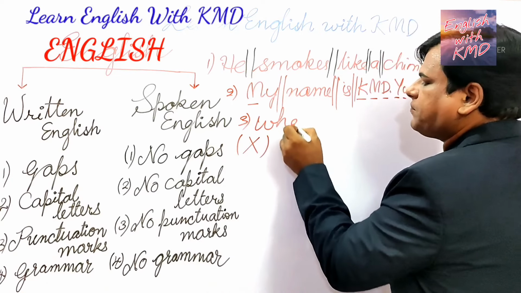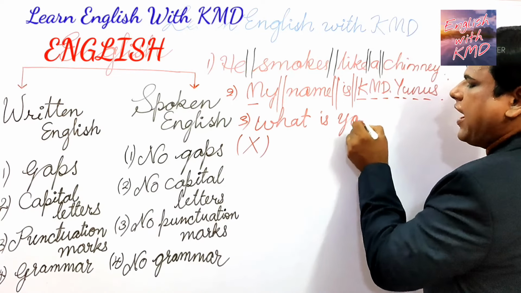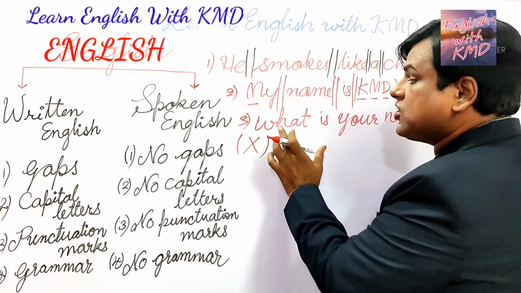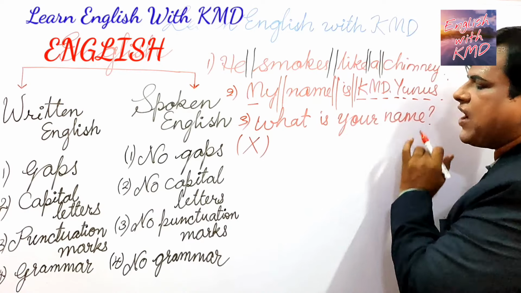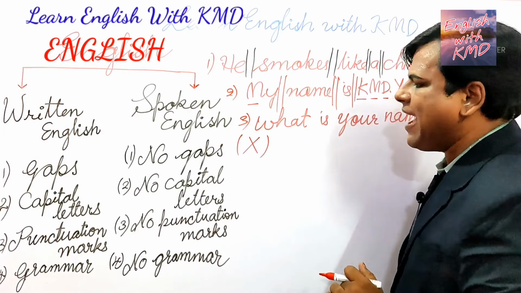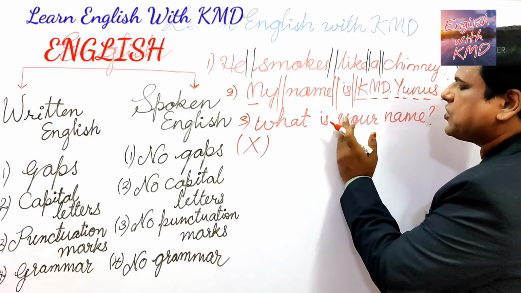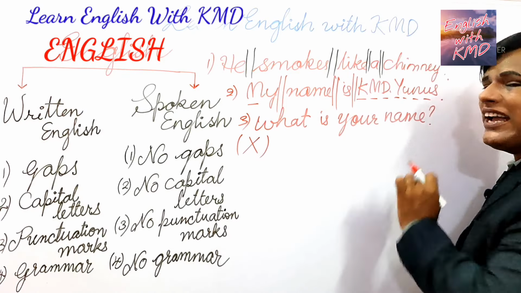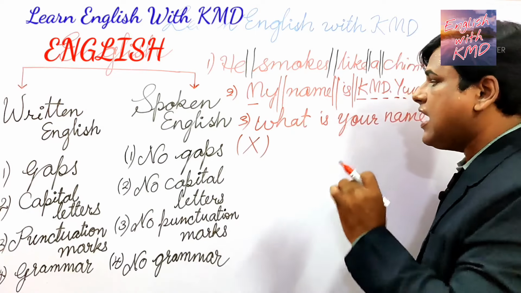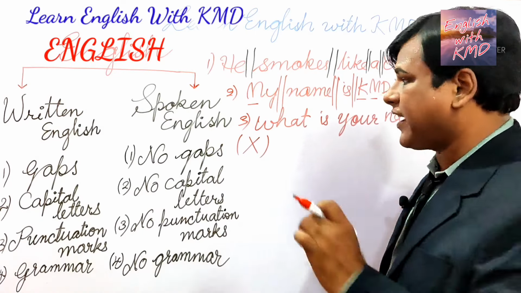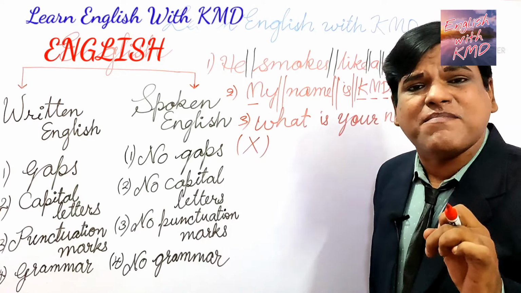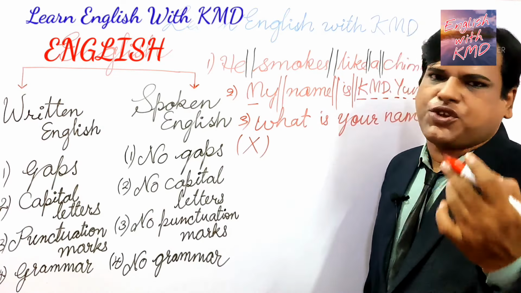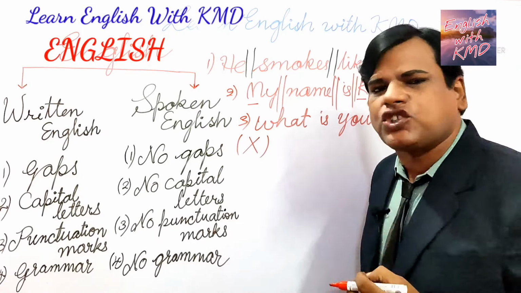What is your name? It's a very simple example and a question mark here. As you can see, we have 1, 2, 3, 4 words. I have used the capital letter, and we have gaps after every single word, and there's a question mark at the end, which is a punctuation mark. What is your name? If you want to ask this question to someone, how would you ask? What is your name? Question mark.